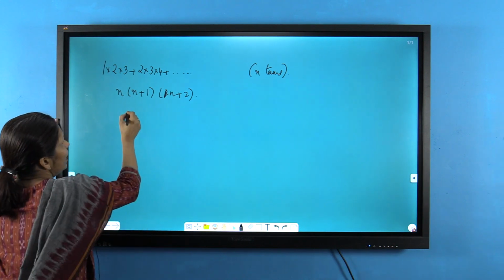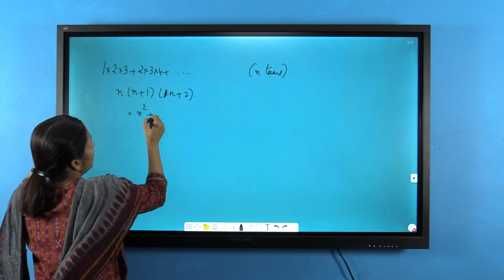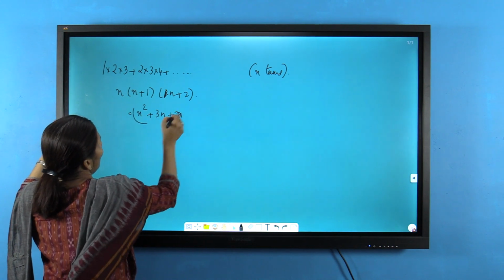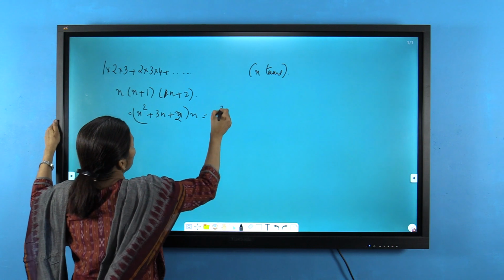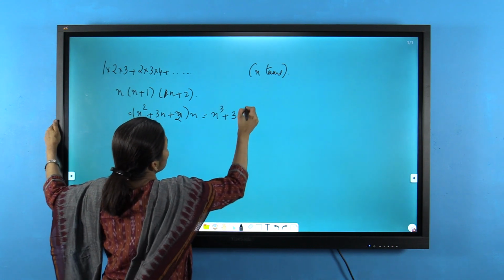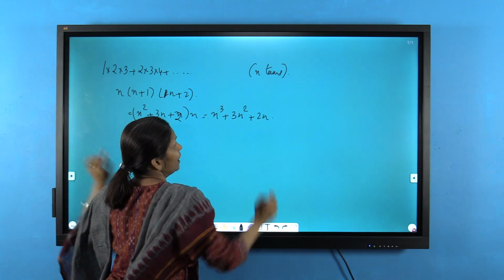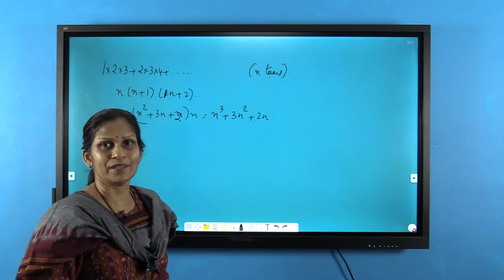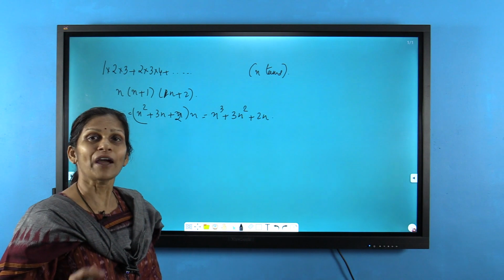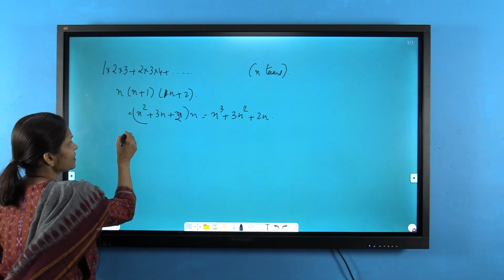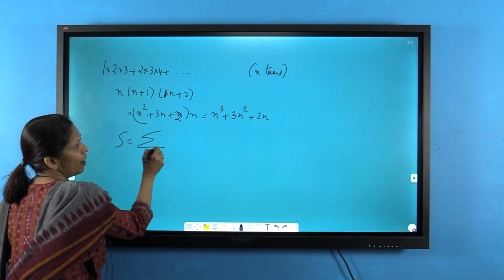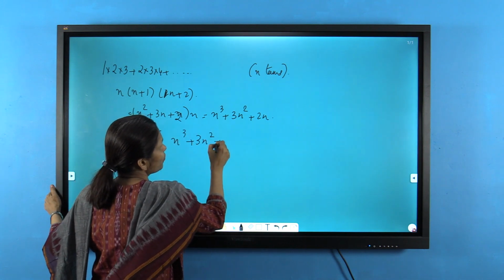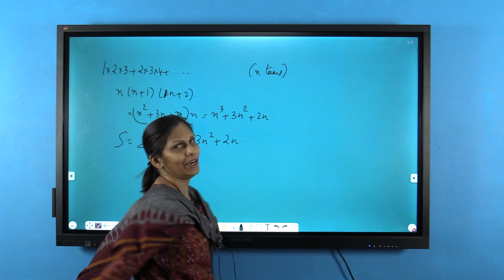So, this is n squared plus 3n plus 2 into n, which is n cubed plus 3n squared plus 2n. This is the general term of this sequence. Now, you are asked to find its sum. Sum means sigma of n cubed plus 3 into n squared plus 2 into n.